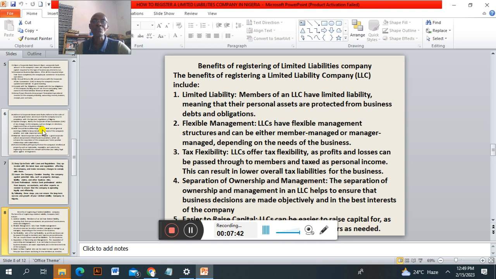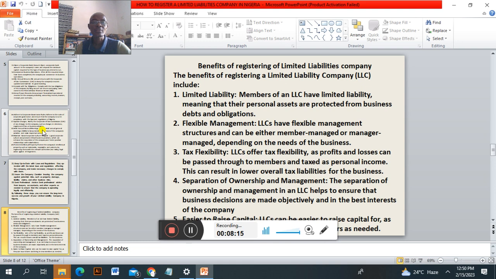What are the benefits of registering a limited liability company in Nigeria? There are so many. One, limited liability. For members of a limited liability company, it means that their personal assets are protected from the business debt and obligations. Number two, flexible management. A limited liability company has a flexible management structure and can either be member-managed or manager-managed depending on the needs of the business.